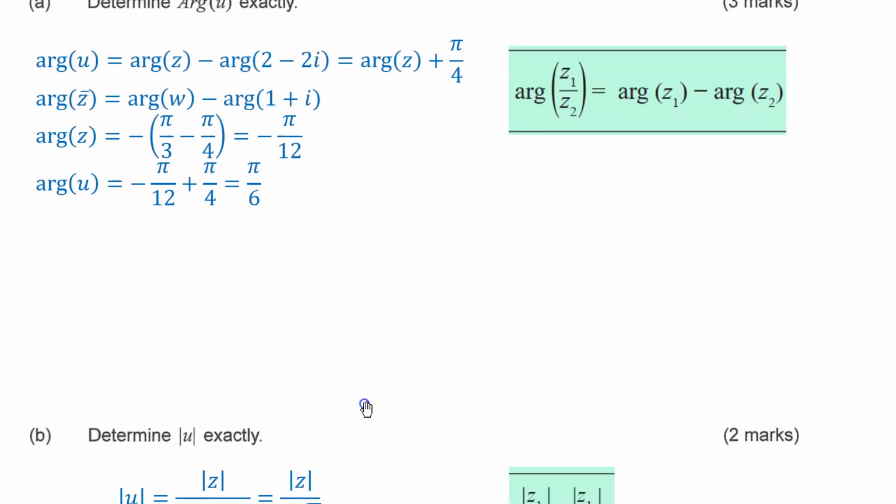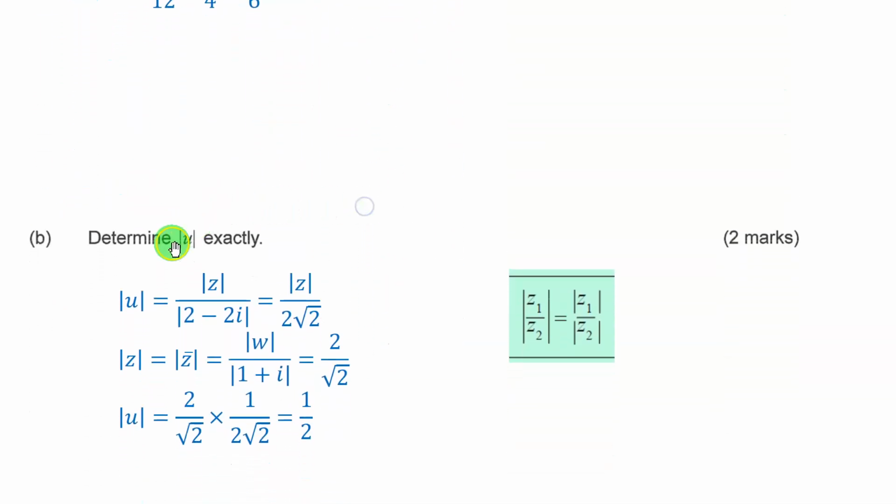And then if I scroll down, we now need to determine the magnitude of u exactly. Again, the formula sheet tells us that the magnitude of a quotient is the quotient of the magnitudes. So how do we use that? The magnitude of u is magnitude of z over magnitude of 2 minus 2i, which is magnitude z over 2 root 2. And then the magnitude of z will be the same as the magnitude of the conjugate, which is going to be the magnitude of w divided by the magnitude of 1 plus i, which is going to be 2 over root 2.